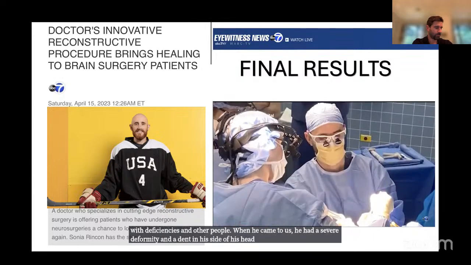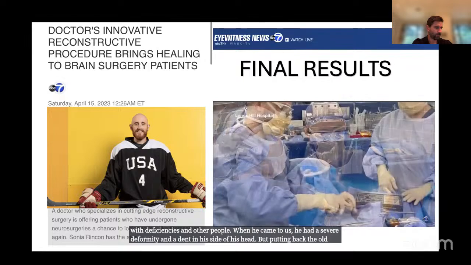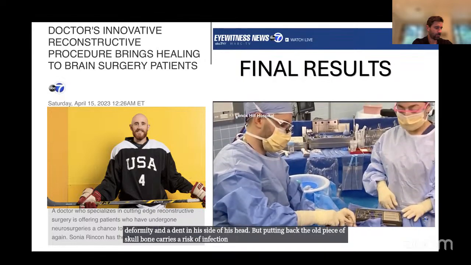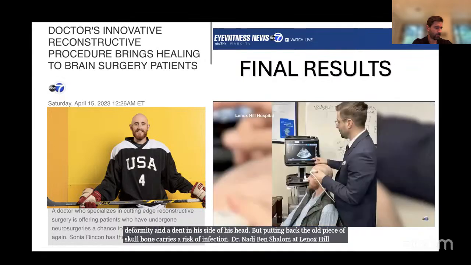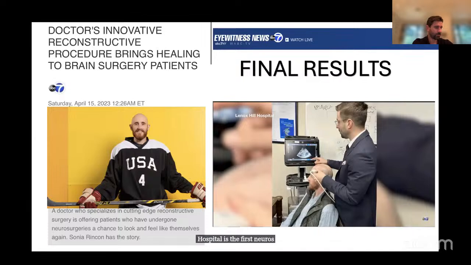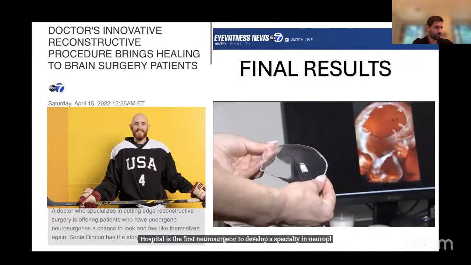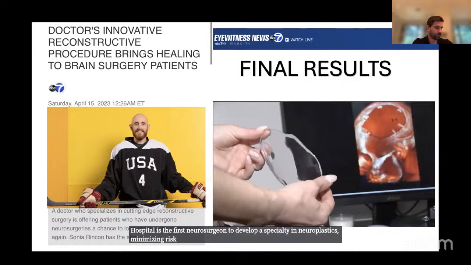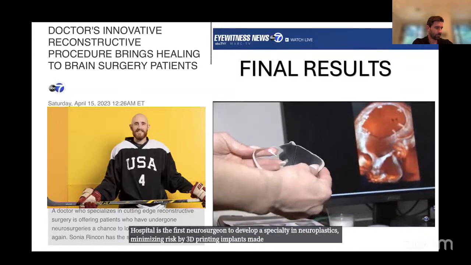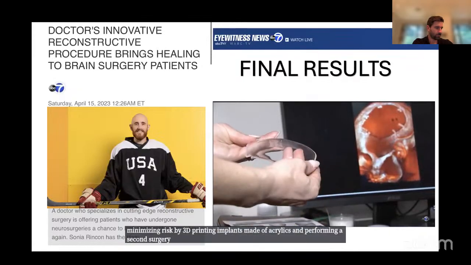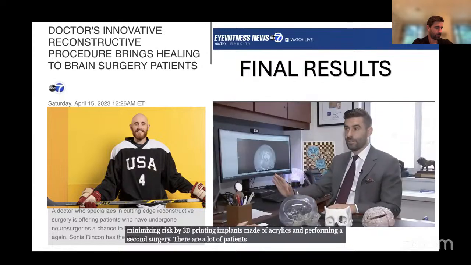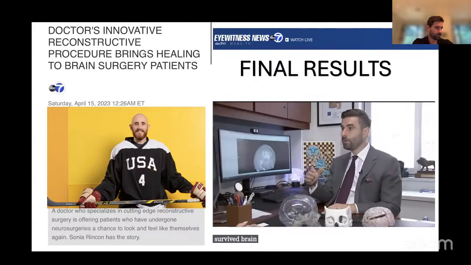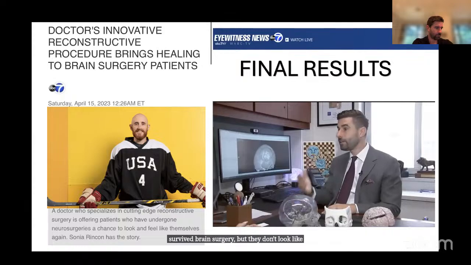But putting back the old piece of skull bone carries a risk of infection. Dr. Nadi Ben-Shalom at Lenox Hill Hospital is the first neurosurgeon to develop a specialty in neuroplastics, minimizing risk by 3D printing implants made of acrylics and performing a second surgery. There are a lot of patients who survived brain surgery, but they don't look like themselves again. They don't feel like themselves again.